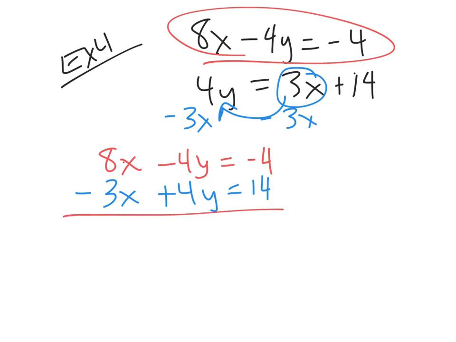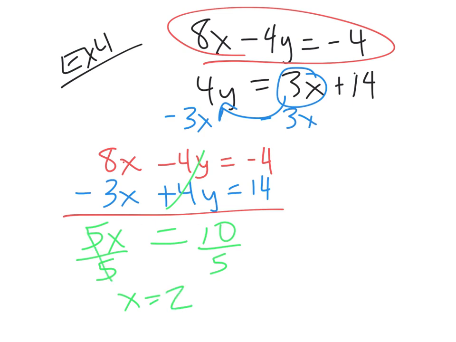Okay, so 8 minus 3 is 5x. Those cancel. 14 minus 4 would be 10. And then I divide by 5 on both sides, and I get x equals what? 2. So now you just grab that 2 and plug it into one of the original equations. It doesn't really matter which one. I can even plug it into this one that was not arranged how I wanted it.